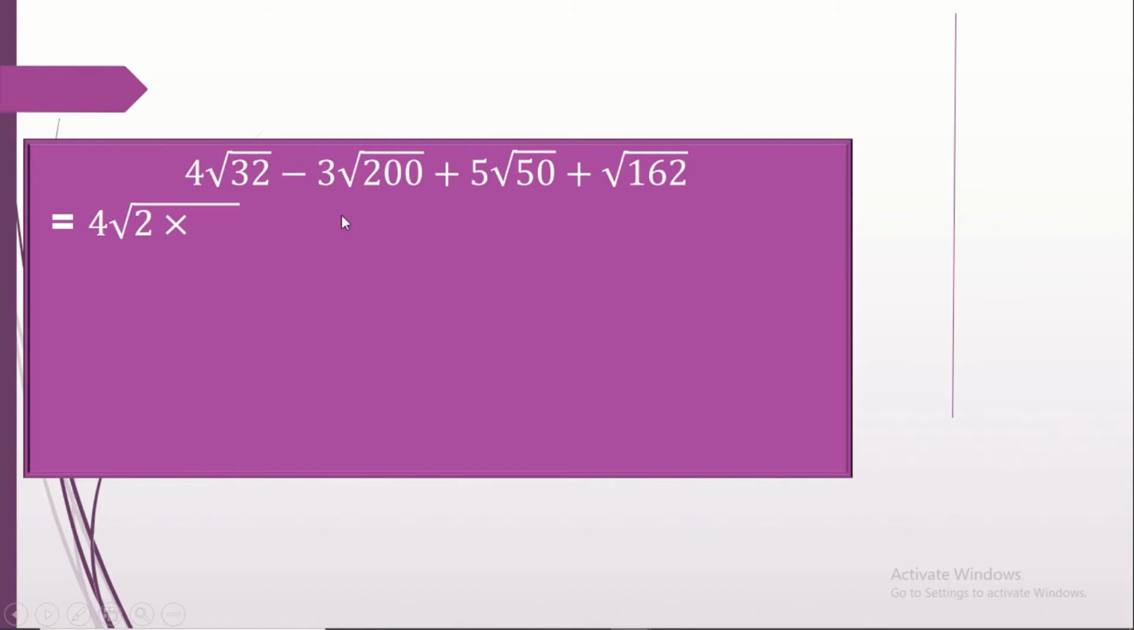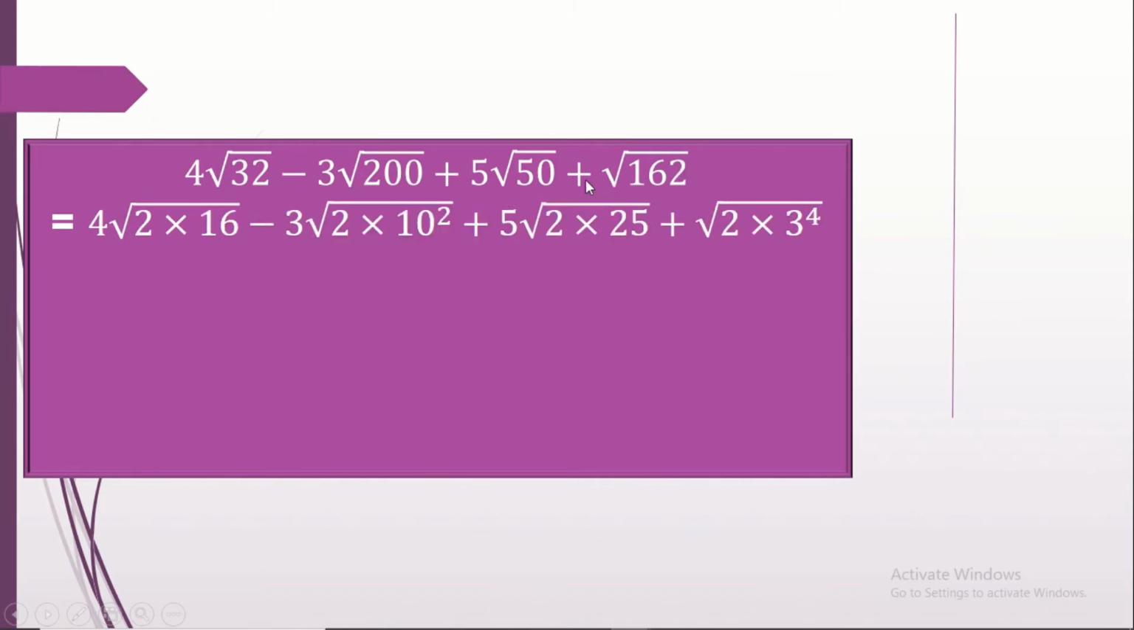Let's solve together other examples. Here we have 4 radical 32 minus 3 radical 200 plus 5 radical 50 plus radical 162. We can easily replace 32 by 2 times 16, which is 4 squared. Here 200 is 2 times 100, which is 10 squared. Also 50 is 2 times 25, which is 5 squared. What about 162? It's 81 times 2, which is 9 squared times 2. If you don't know this, you can directly simplify it using prime factorization.